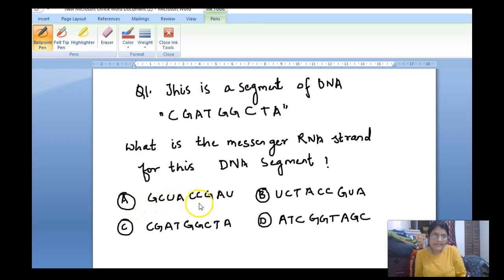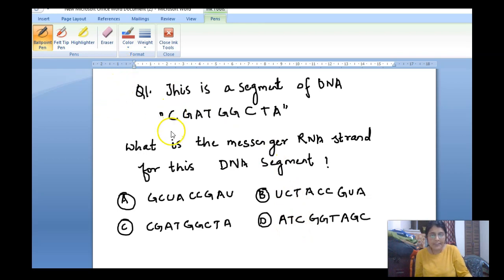And the options given are: option A is GCUA CCGAU, option B is UCT ACCGUA, option C is CGAT GGCTA, and option D is ATC GGT AGC. So these are the four options.